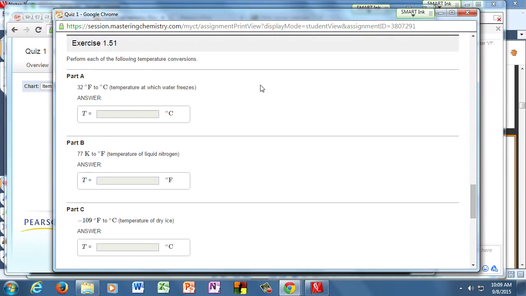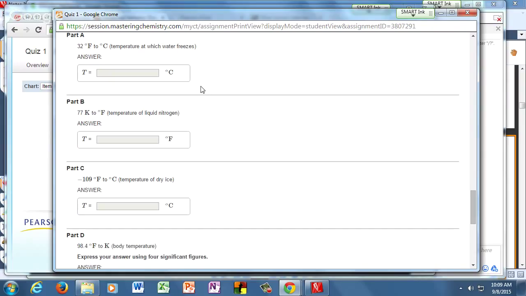All right, and this was one from the book. This might have been actually the same as one of the assigned Mastering Chemistry ones. So you saw the answers here, 32 F to degrees C. That should be one you could do without calculating. So that would be 0. Even if you forgot the equation, you should be able to get that one. 77 K to degrees F, you're going to convert that to degrees C, and then to F using that equation.